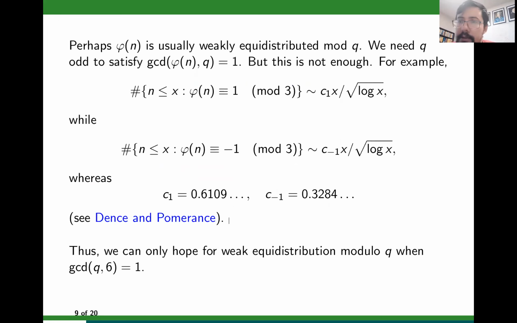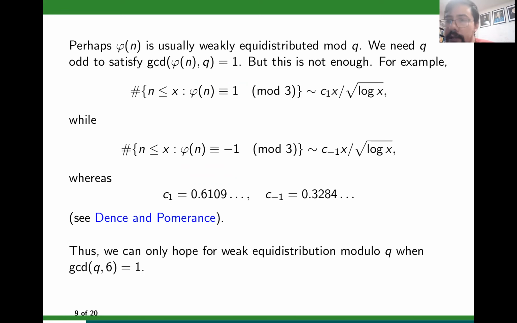Now, we only have a shot at this if q is odd, because again, if q is even, then the condition that phi of n be relatively prime to q infinitely often will not be satisfied. So if we hope for weak uniform distribution, we have to assume q is odd, but that's not enough either.